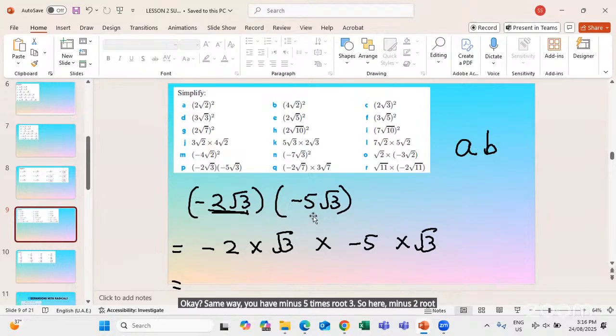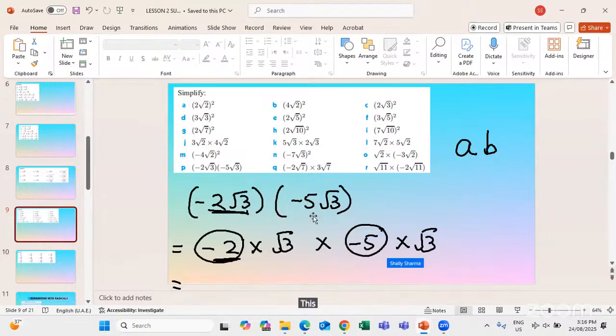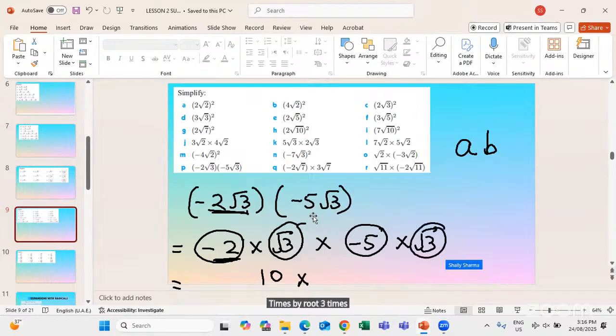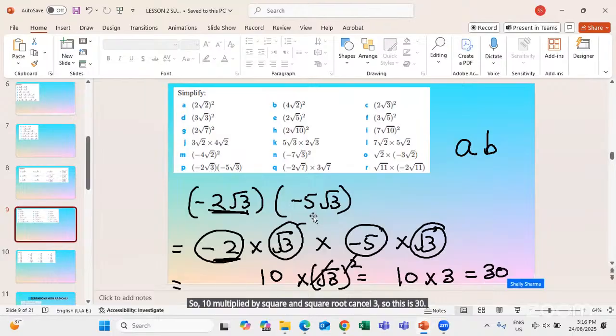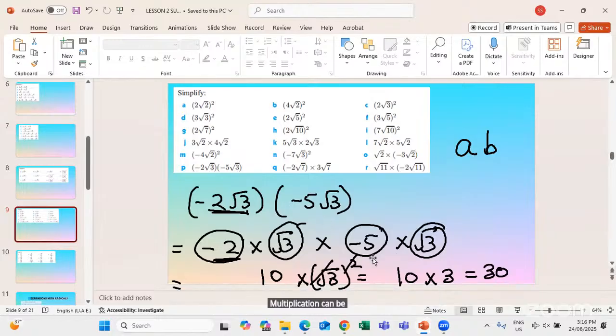Now we have surd parts and non-surd parts also. This is a non-surd part. This is a non-surd part. We can times them together. So it will be 10 times by root 3 times root 3, which is root 3 squared. So 10 multiply by square and square root cancel 3. So this is 30. This is one of the ways that I wrote all of these, both the surd values as like negative 2 times this and this sign. Then we know multiplication can be done in any order.